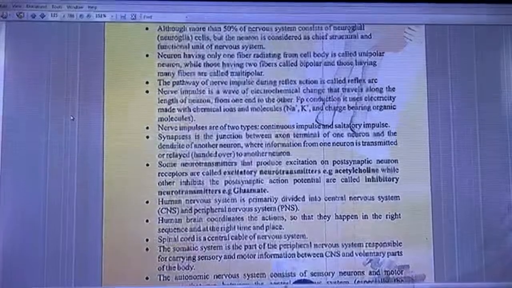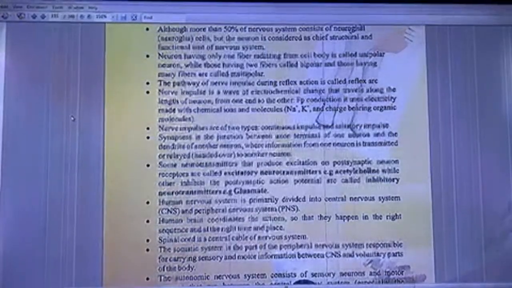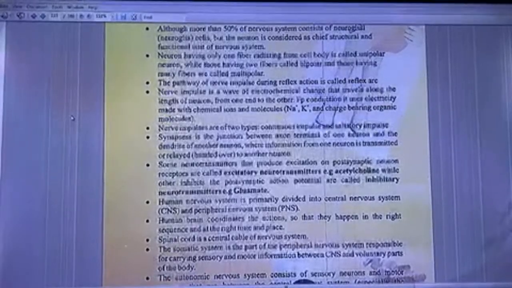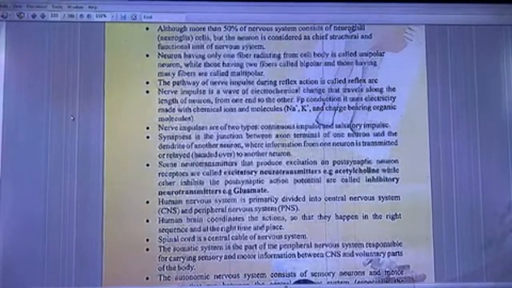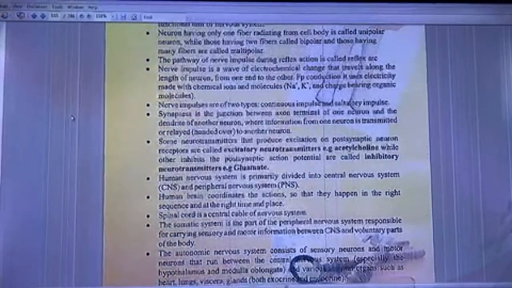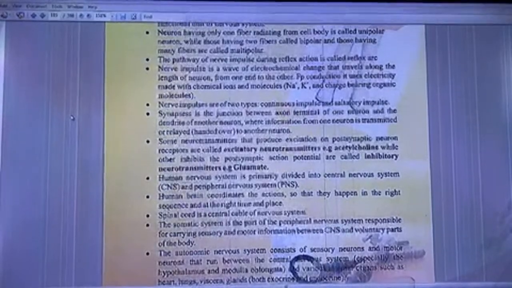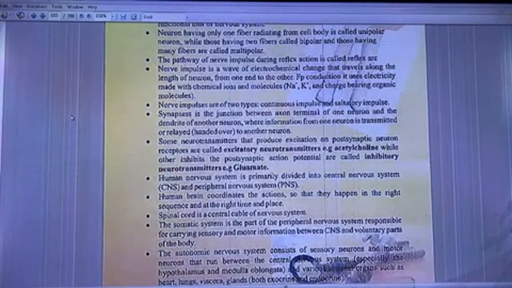Although more than 50% of the nervous system consists of neuroglial cells, the neuron is considered the chief structural and functional unit of the nervous system. Neurons having only one fiber radiating from the cell body are called unipolar neurons, while those having two fibers are called bipolar and those having many fibers are called multipolar.